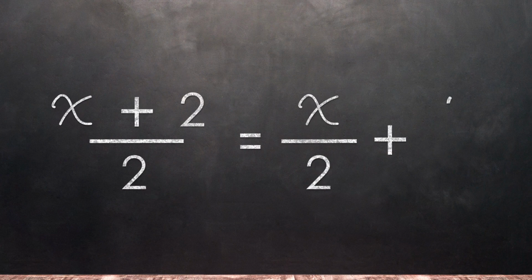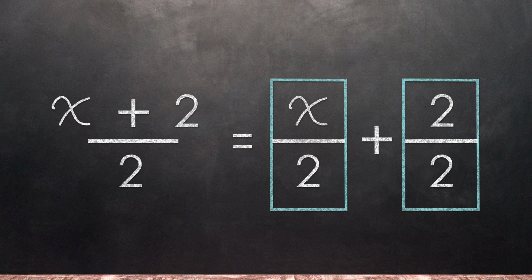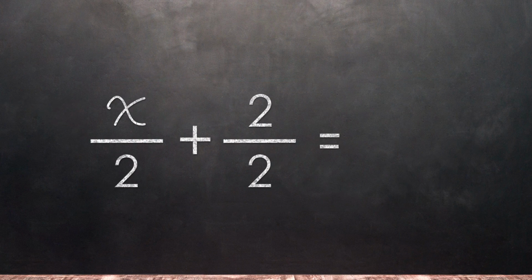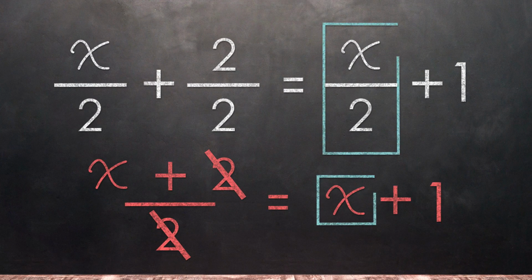To see this more clearly, let's separate the terms in the numerator and write this expression as x over 2 plus 2 over 2. When we separate the terms in the numerator, we can see that x and 2 are both being divided by 2. Comparing this to the incorrect result we got earlier, we can clearly see that x is being divided by 2 in our answer, and that the 2 in the denominator doesn't completely disappear.